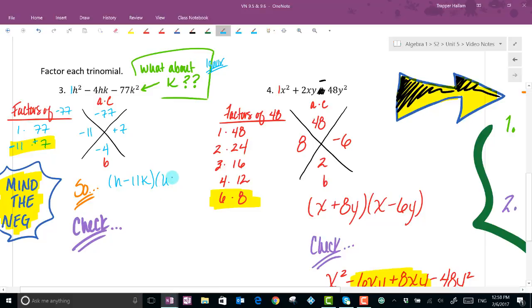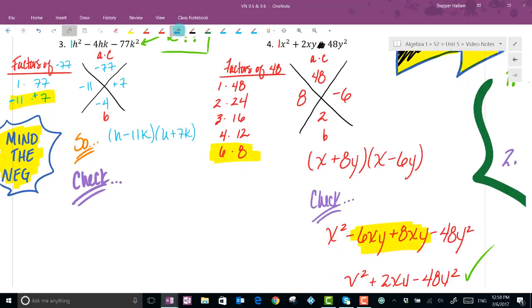And on this side, I'm going to do the same thing. And I'm going to put a k as well. We put that 7 right in there. So let's check by multiplying this out. I'm going to switch colors here. So I'm going to take h times h, which is h squared. I'm going to take h times 7k, which is going to be positive 7hk.